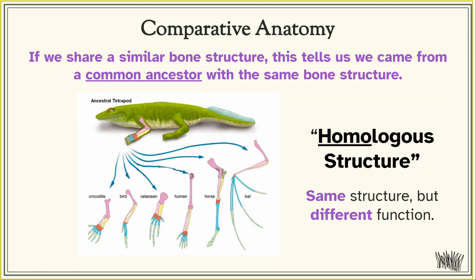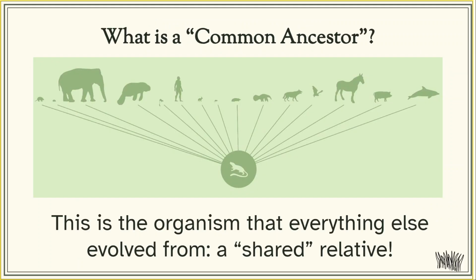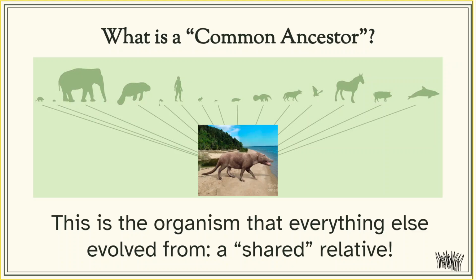So our hand bones are the same as a whale fin because they have the same bones but they have a different function. This proves to us that there were common ancestors. The organism where everything came from, our shared relative. We all evolved from something. So in this example, it might be the Pakicetus that we were looking at in the whale lab.